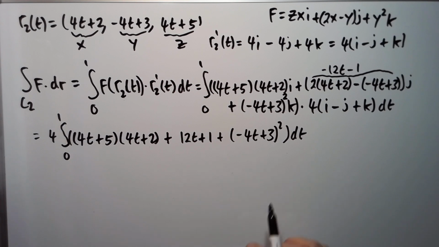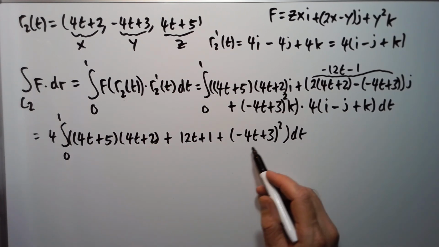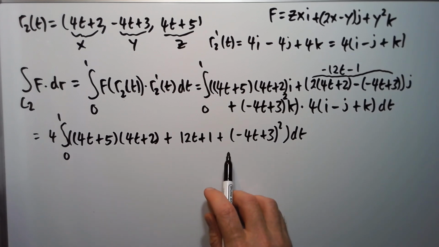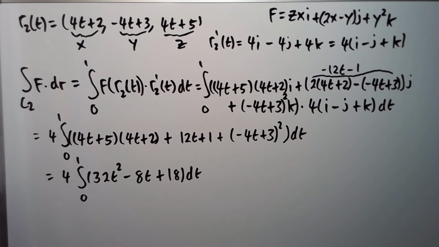So after doing the dot product, we get this. Then we just multiply this stuff out and combine like terms. You can pause the video and work it out, but you should get this as your answer: 32t squared minus 8t plus 18. Then integrating this will be 32t cubed over 3 minus 8t squared over 2 plus 18t, right over here.